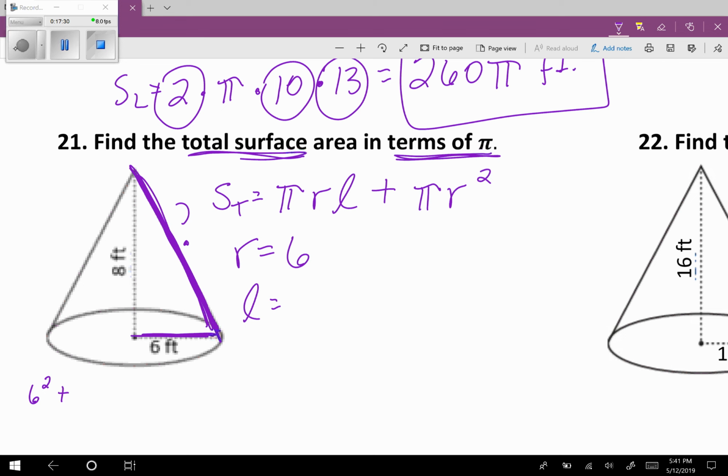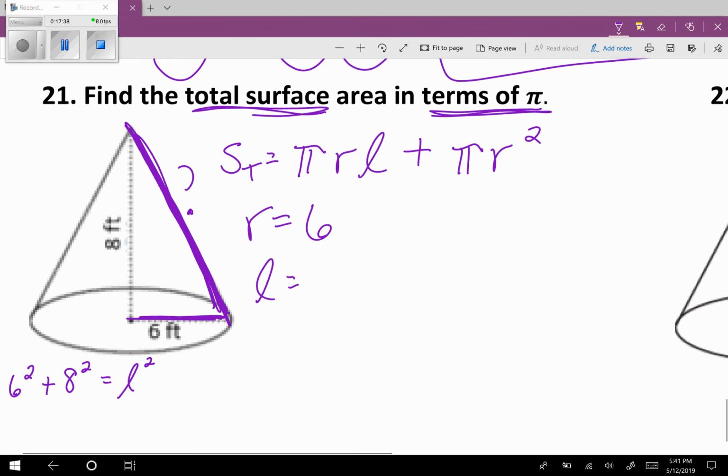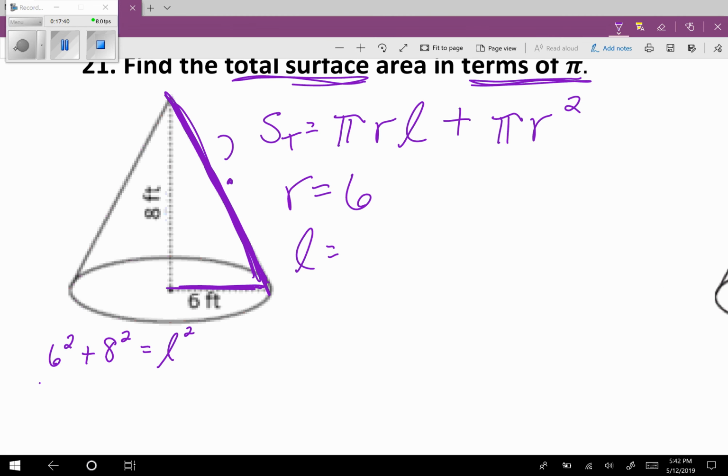So Pythagorean theorem, it's the radius squared plus that height squared is equal to L squared. So 6 squared plus 8 squared equals L squared, okay? It's always going to be equal to L squared because that's your hypotenuse. So we have 36 plus 64 is equal to L squared. When you add these together, you get 100. So L squared is 100, so square root. So L is 10. So our slant height here is 10.